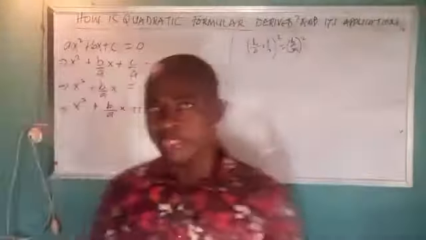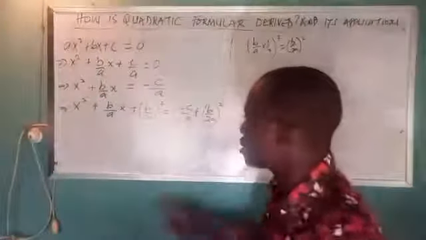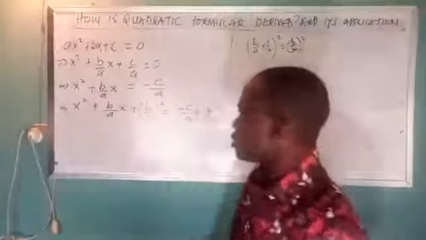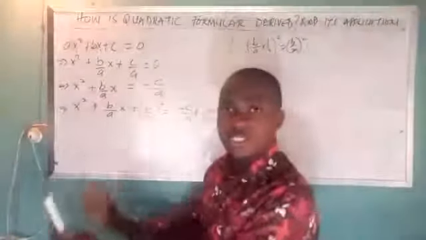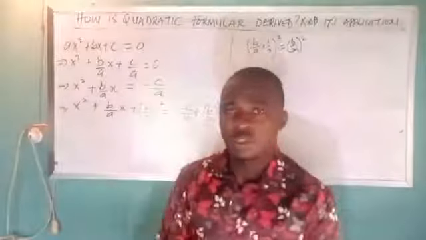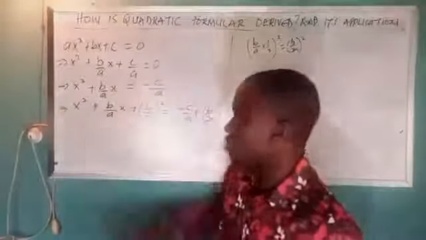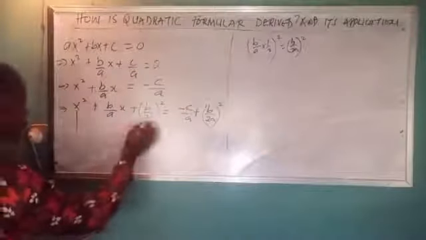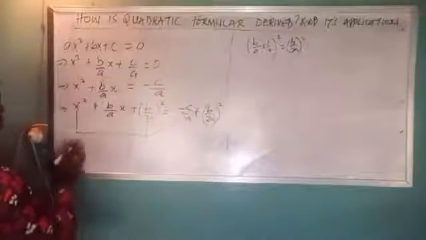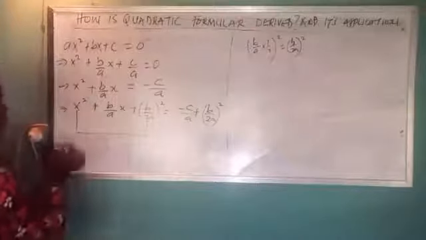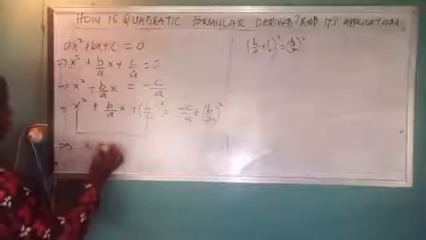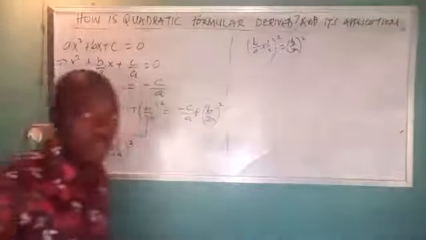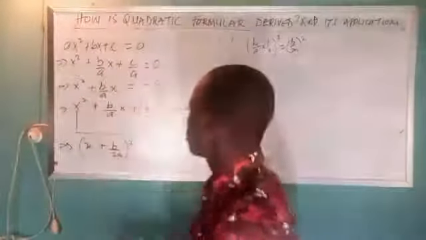Are you following me? Now you can see that we've already made this left hand side a perfect square. So we want to write this left hand side in the form of factors. Let's write this one in factor form. We have x plus b over 2a all squared. This is the factor form of the left hand side.